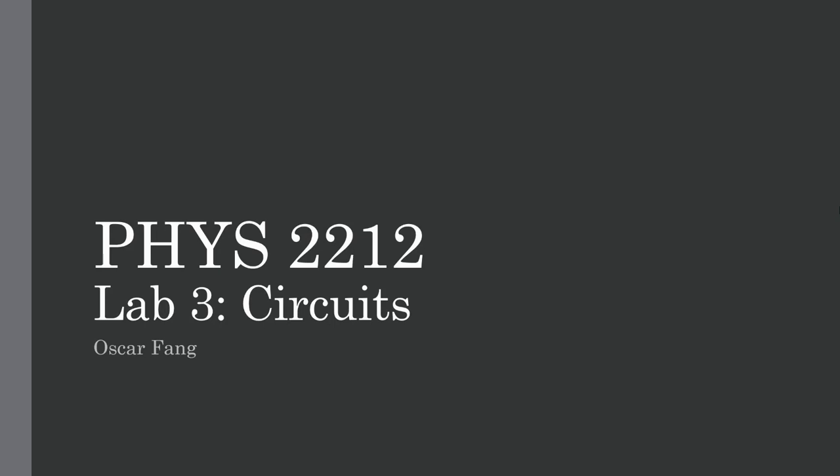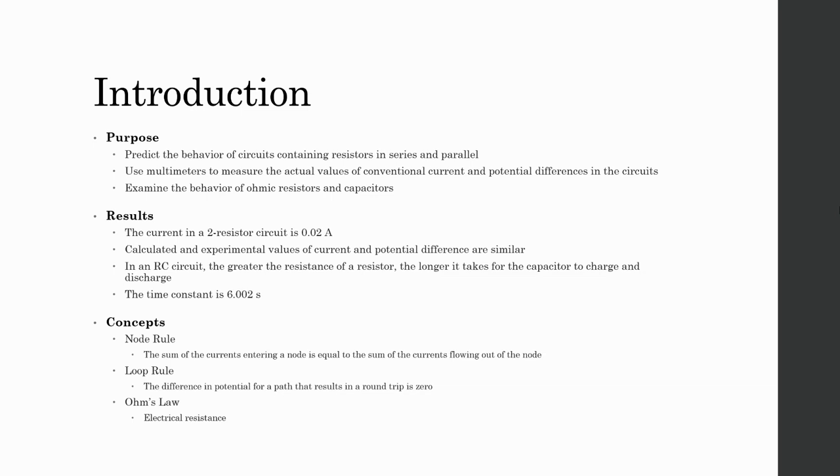In Lab 3 of Physics 2212, we experimented on circuits. The purpose of this lab is to predict the behavior of circuits containing resistors in series and parallel. Multimeters are used to measure the actual values of conventional current and potential differences in the circuits. The behavior of ohmic resistors and capacitors are also examined.